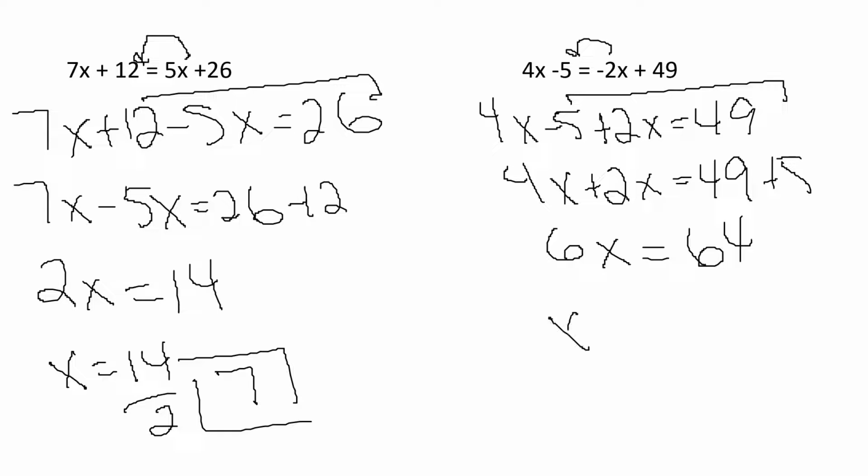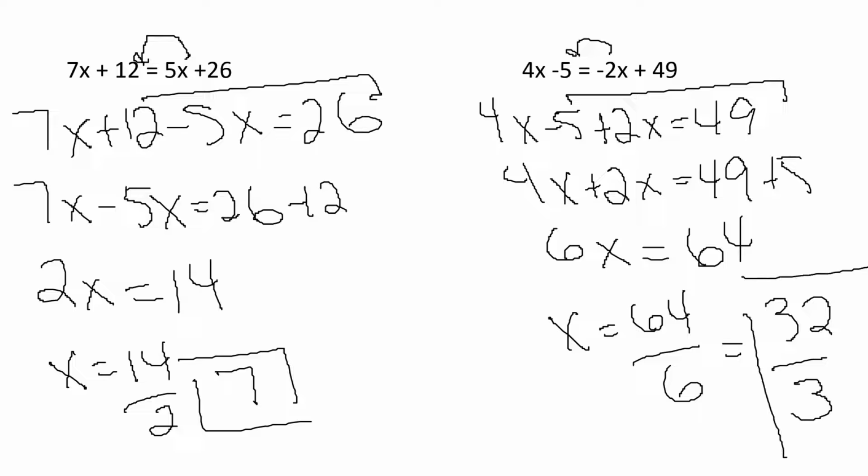Get rid of my 6. 64 over 6. That's not going to simplify down to a whole number. However, it will reduce. I can divide both of them by 2, and I'm going to get 32 over 3. And that is how my answer is going to stay.